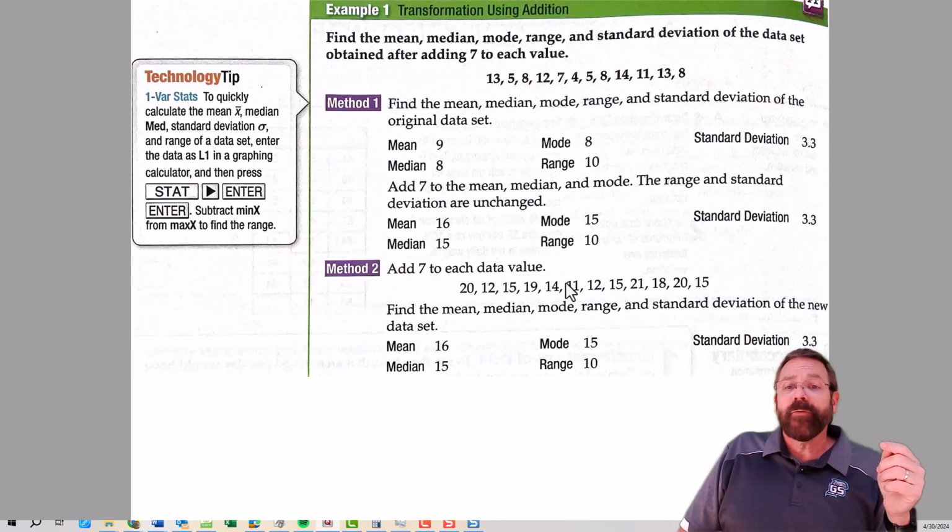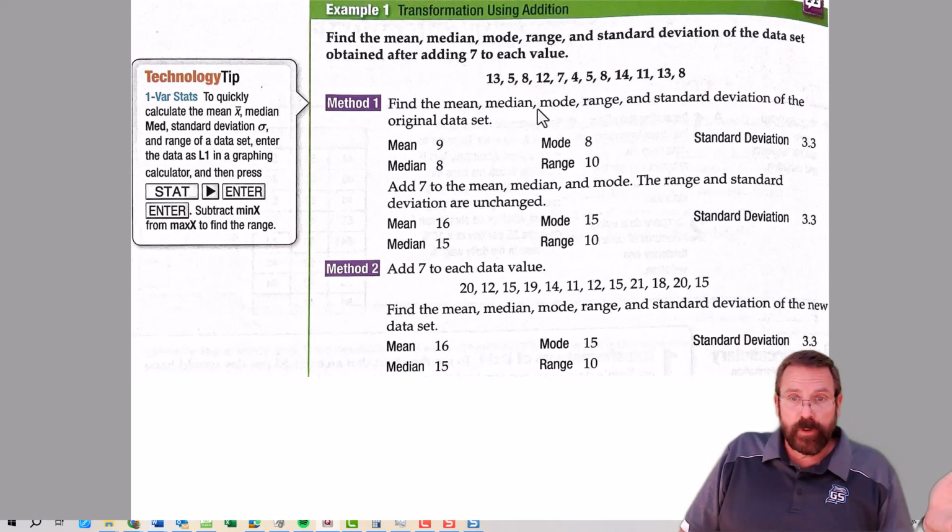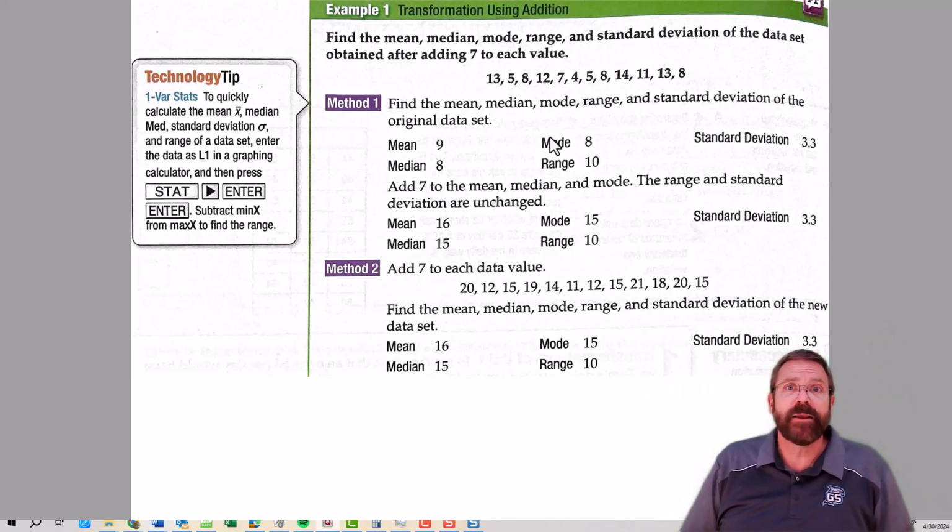Now, if you only have a couple data values, not a big deal. If you have a whole bunch of data values, then you have to say, all right, 13 plus 7 is 21, 15 plus 7 is 12, 8 plus 7 is 15. That can get pretty old. Just go and type in your original data set, and then after you type in your original data set, add 7 to the mean, median, and mode, boop, done. It's that simple. No reason to have to add 7 to every one of these when method 1 is going to get it for you quicker and much less painfully.